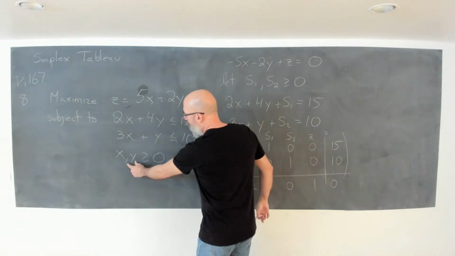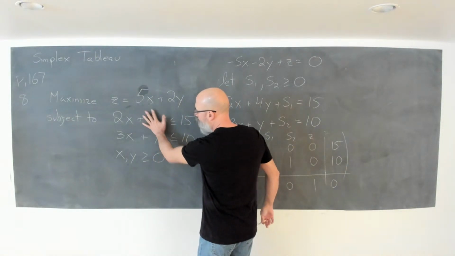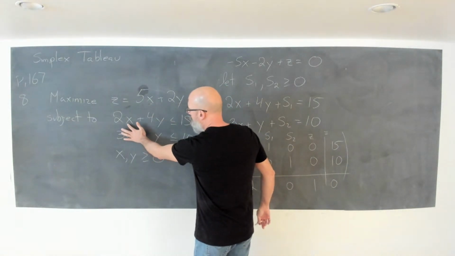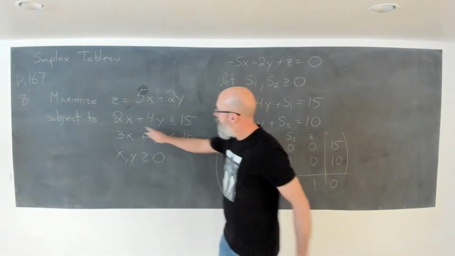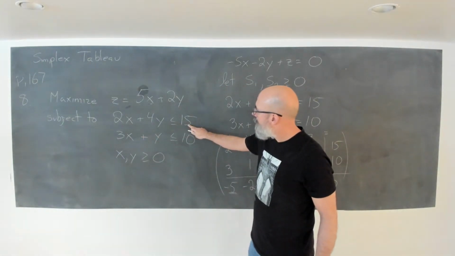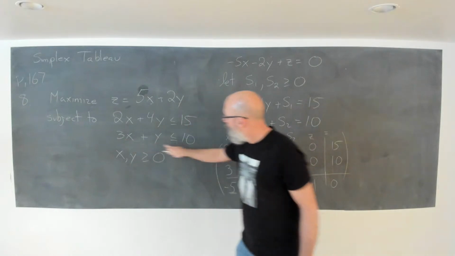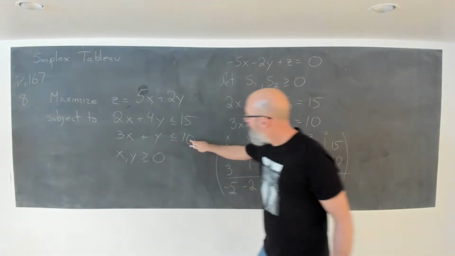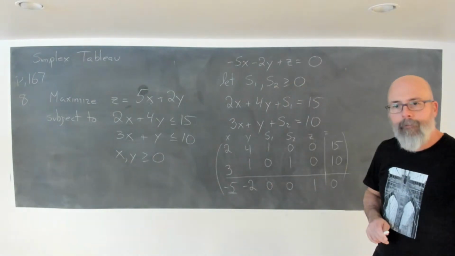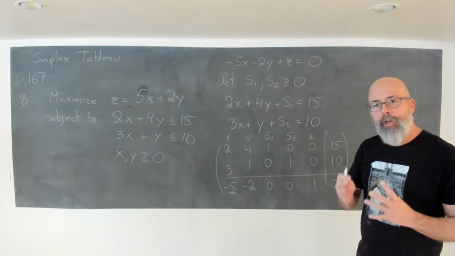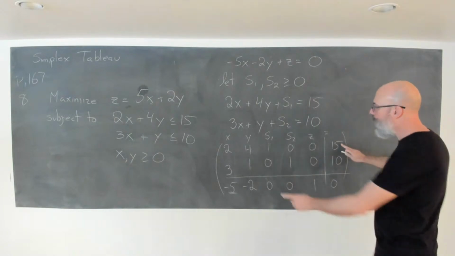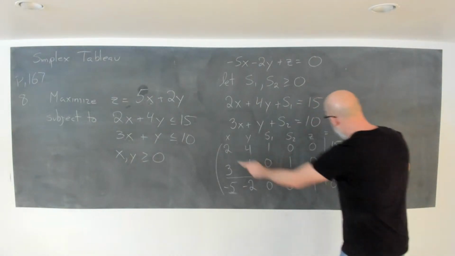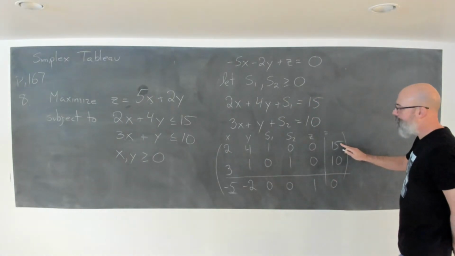Right? You know that y is bigger than or equal to 0. So at worst, this is going to be 0. So x is going to be at most 7.5 and simultaneously at most 10 over 3. So our pivot is going to be the smallest of these quotients. 2 over 5. 15 over 2.